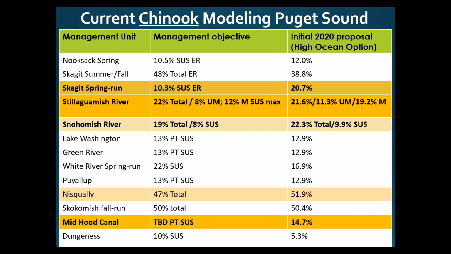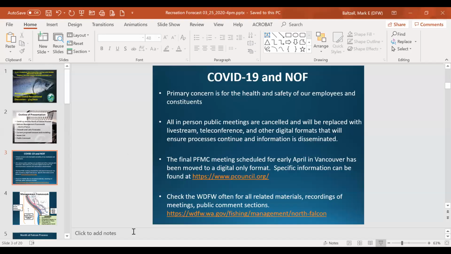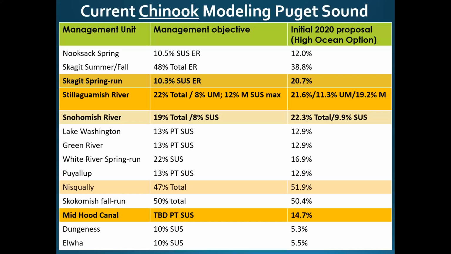So in some cases, we're looking at a total exploitation rate, which is the exploitation rate for a given stock across all the fisheries that occur from Alaska all the way south to California. Sometimes we look at what's labeled here as an SUS exploitation rate, which stands for a Southern US exploitation rate. That would be the exploitation rate of stock in all the fisheries that occur south of Canada, including Puget Sound, the Washington coastal area, and Oregon and California as well.